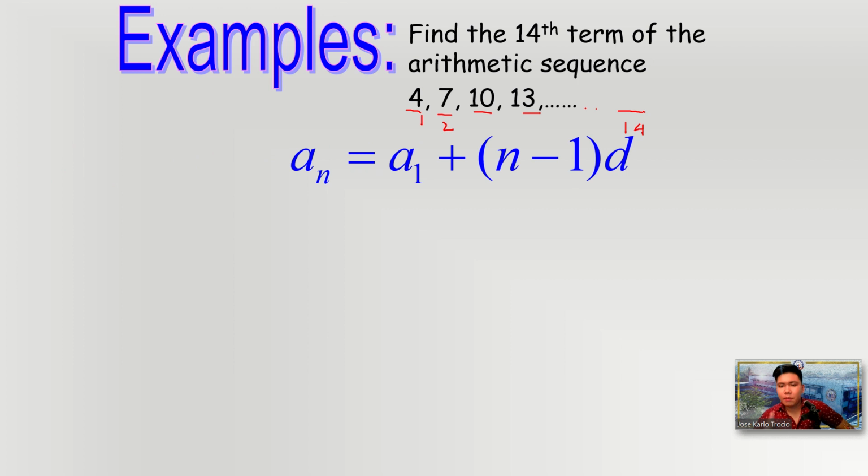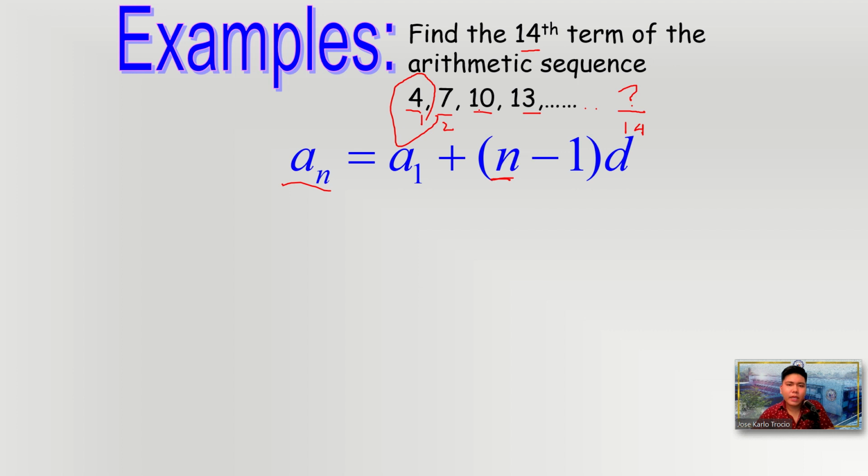To do that, kindly memorize this equation: a sub n is equal to a sub 1 plus the value of n minus 1 times d. What is a sub n again? That is the term that we are looking for, the question mark. a sub 1 is the first term. n is the number of terms, so 14, right? Same here, n is 14. d is the common difference. What is the common difference?